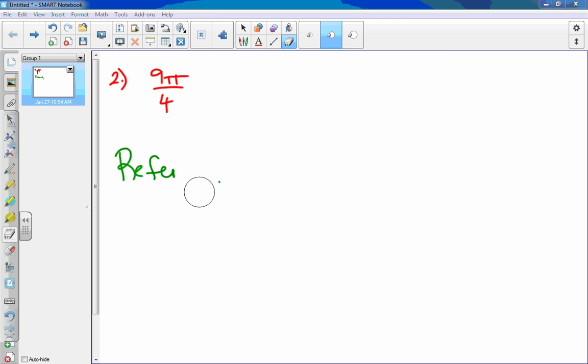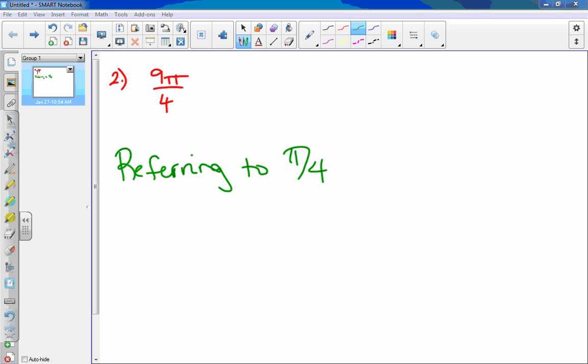referring to an angle of pi over 4, right? Well, what ordered pair goes with pi over 4? Square root of 2 over 2, comma, square root of 2 over 2.